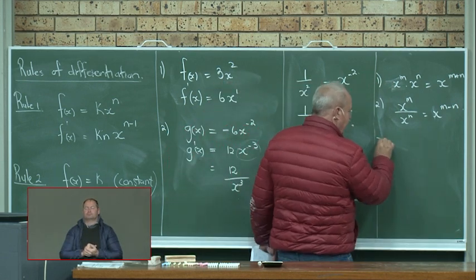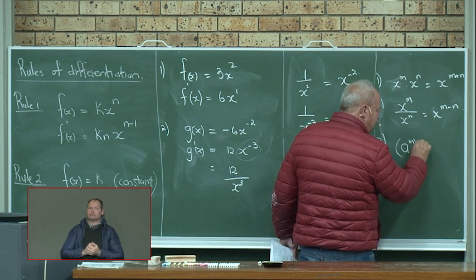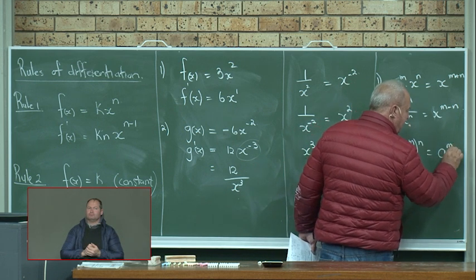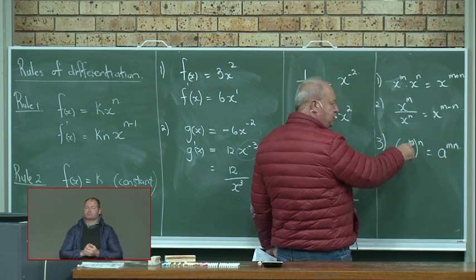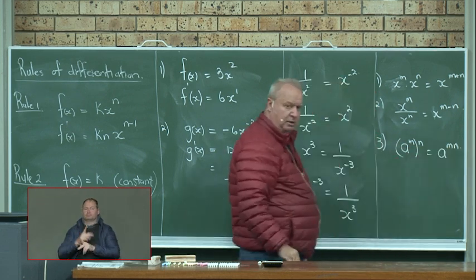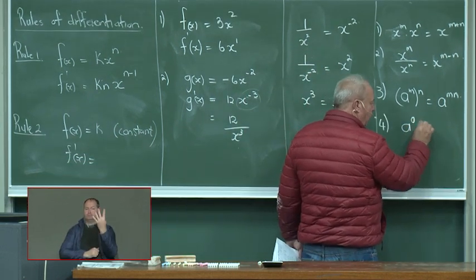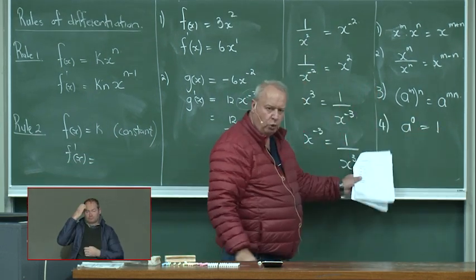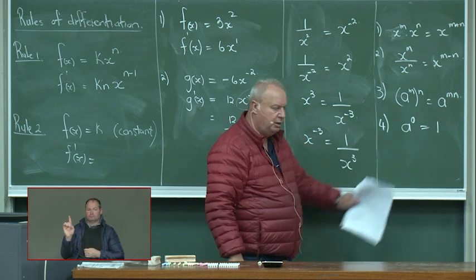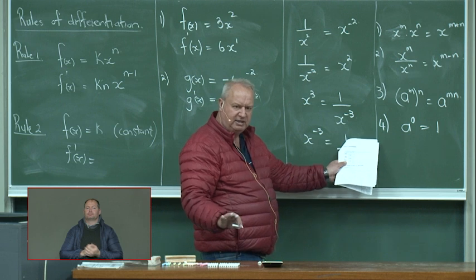The third one: a to the power of m further raised to the power of n is a to the power of m times n. A base to an exponent further raised to an exponent, keep the base, multiply the exponents. The other one is anything to the power of naught is 1, except naught to the power of naught, that's undefined. Those are the first four basic things.